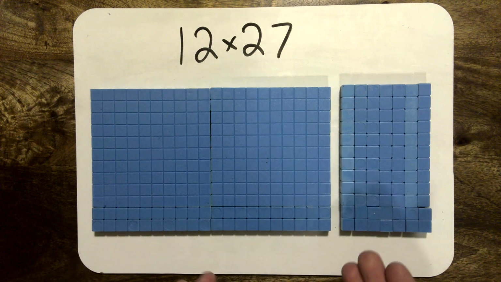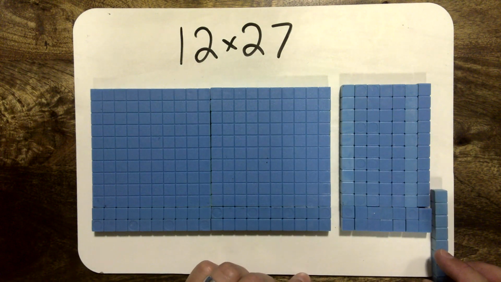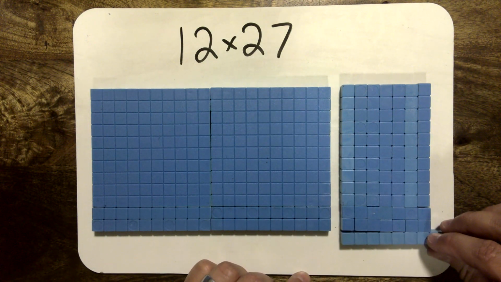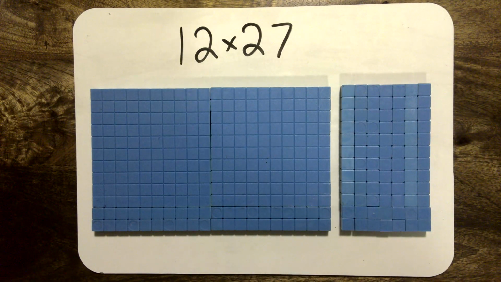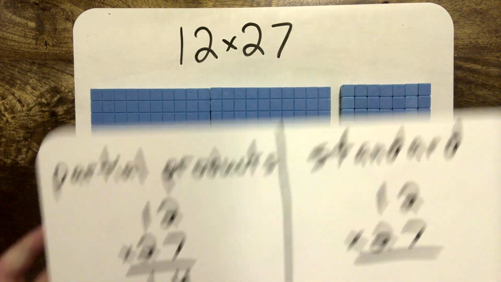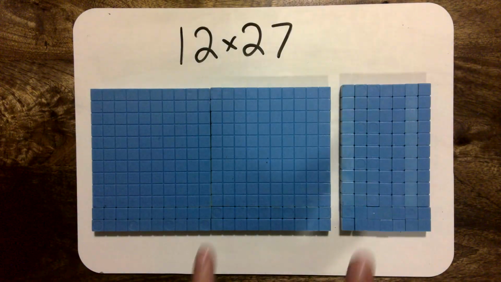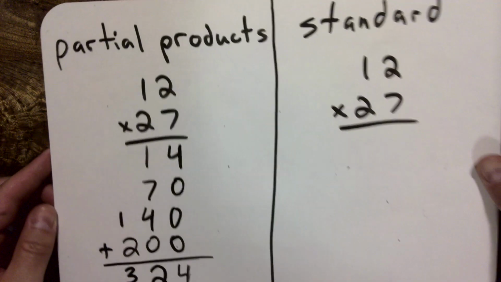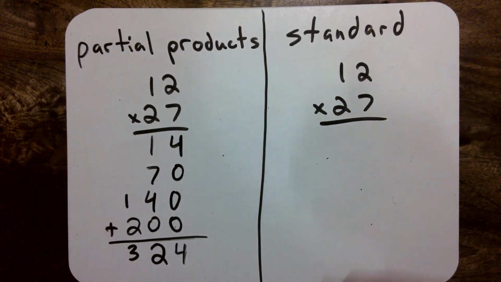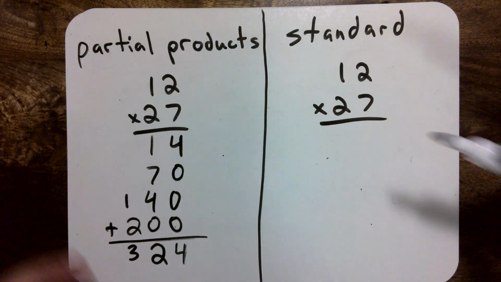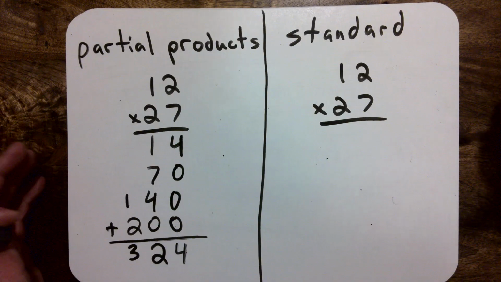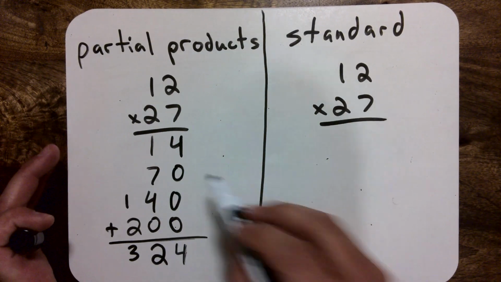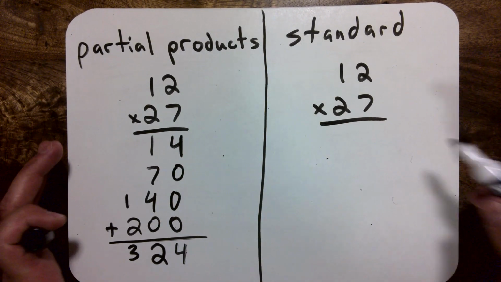Right, in the standard algorithm, we're just viewing it kind of in these 2 domains. So instead of having 4 partial products, we'll just have 2 partial products. In our standard algorithm, again, we start in the same way here. We do 7 times 2, 7 groups of 2, so that's 14, kind of similar to what we found in the partial products.